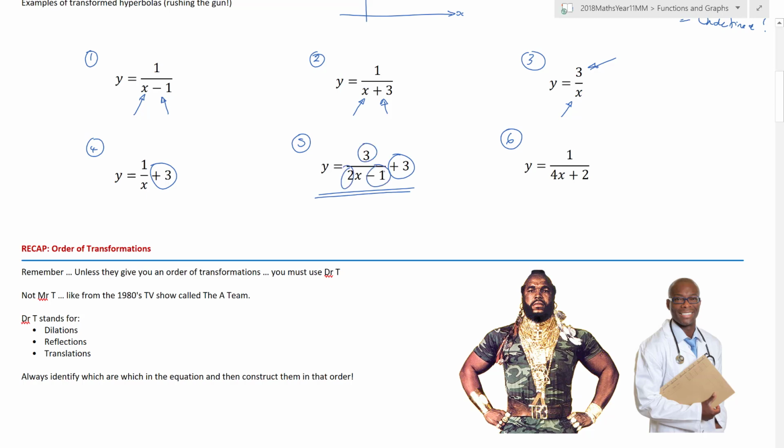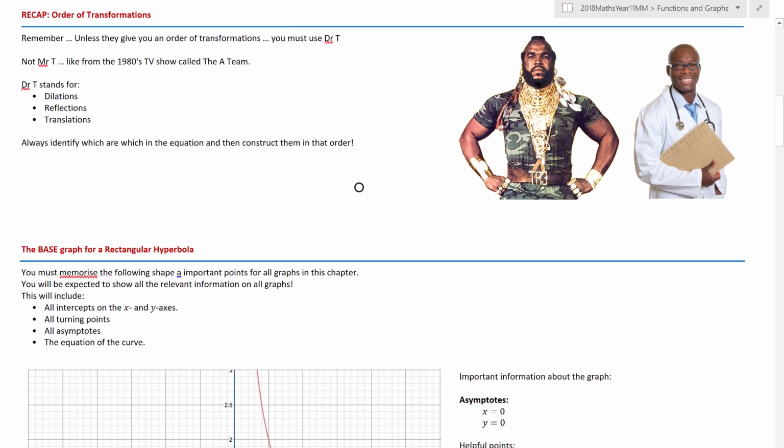As you're aware, we can string all of these transformations together. But before we rush forward, let us go to the order of transformations.